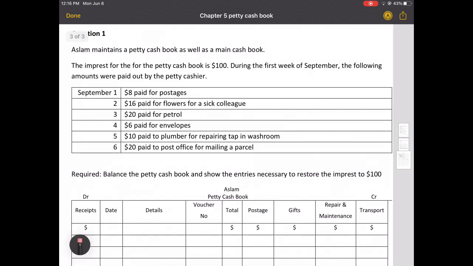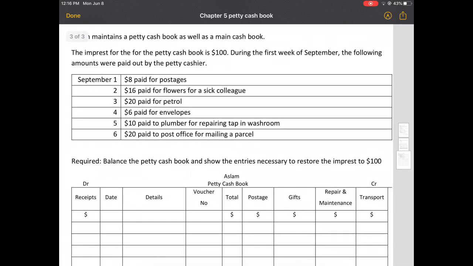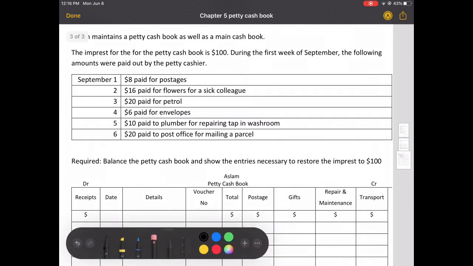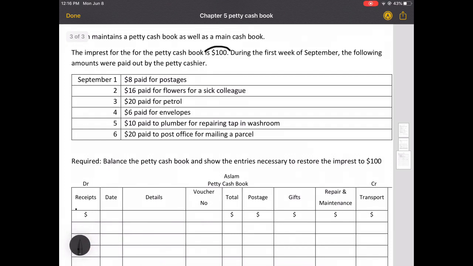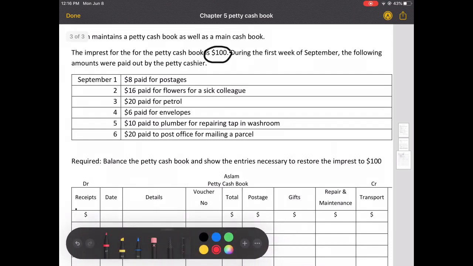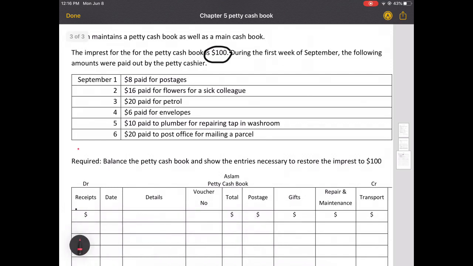Okay, so when you approach a petty cash book question, you always start out with the opening amount. So here the opening amount they told you is $100, right? They use red pen. Okay, so that's what you will have to record first. So in the receipts part, receipt is money coming in. You have to record first your opening amount. Since they are doing it weekly, you should have September 1st as your date. Okay, this is important.